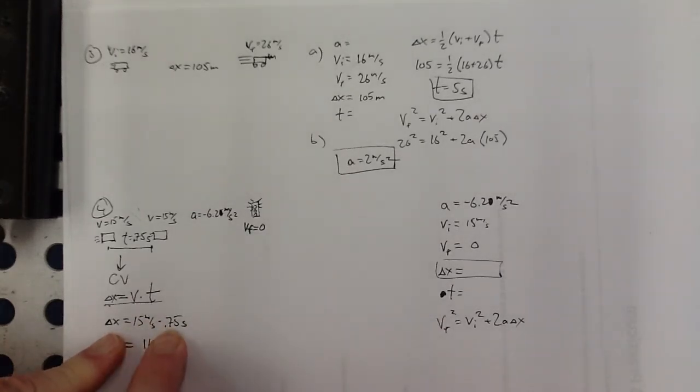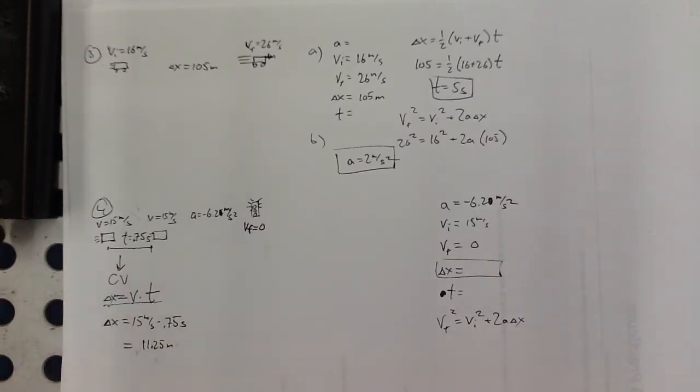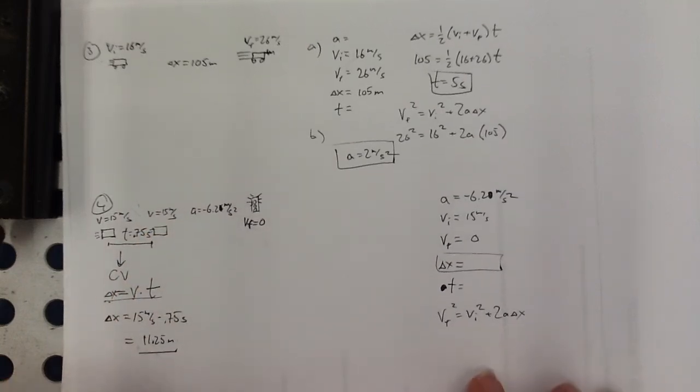It should make sense to you that if you're going 15 meters per second and you do that for a little under a second, if you did it for exactly 1 second, you'd go exactly 15 meters. So if you do it for a little less than 1 second, you're going to go a little less than 15 meters, right? So that's how far the car goes during the reaction time before the brakes get hit.